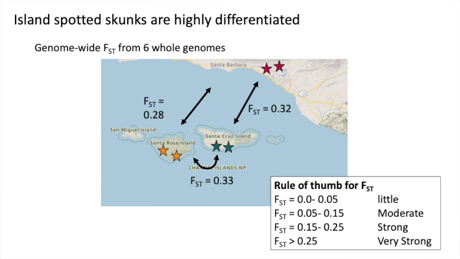First, we used genome-wide FST, which is a measure of differentiation due to genetic structure. And we determined that all populations are highly differentiated from one another.